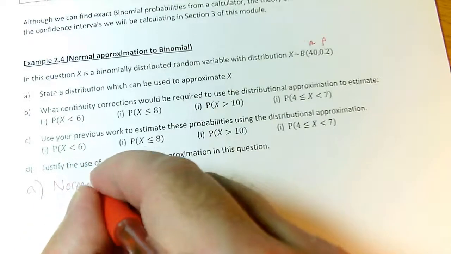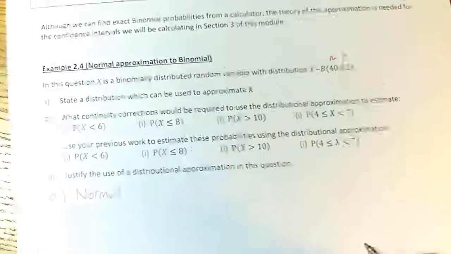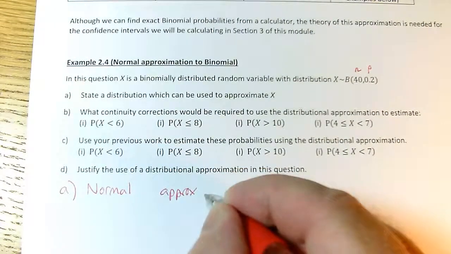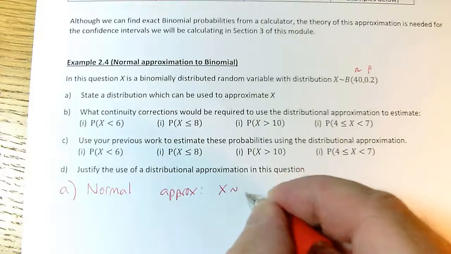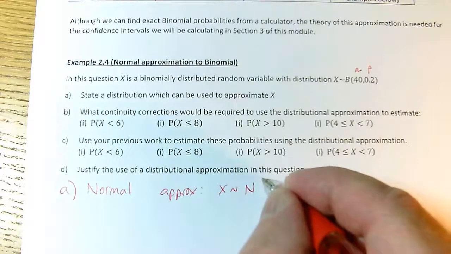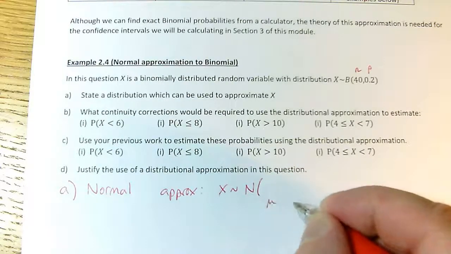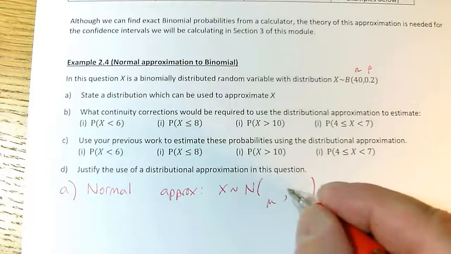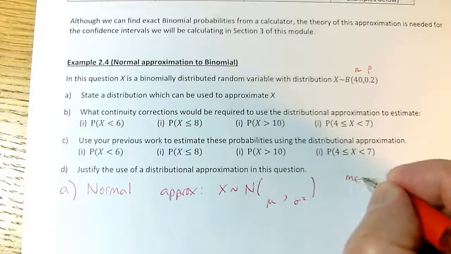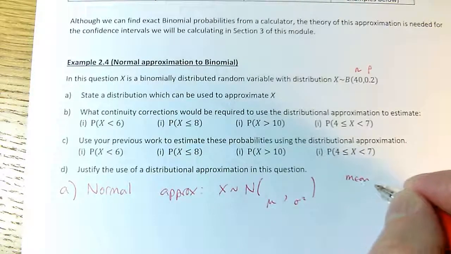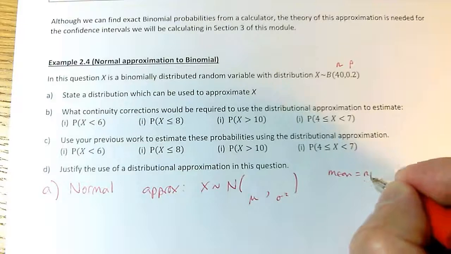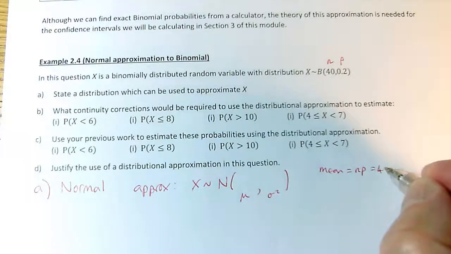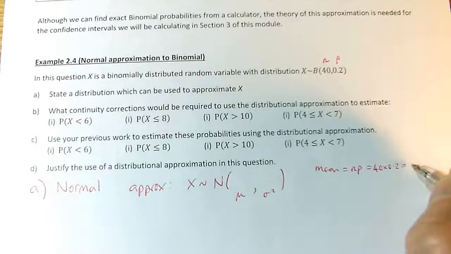So using the word normal is nice, but of course we can say that it's approximately true that x twiddles a normal with a mean and a sigma squared. Remember, when we set up a normal, we use the variance here. So our mean has to come from our binomial. The formula for the mean of a binomial is np, so our n times our p is 40 times 0.2, which is 4.